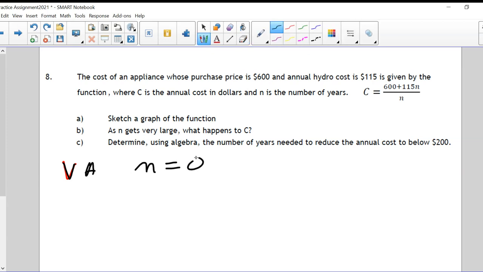All right, so n equals 0. I'm hearing that there's an HA as well. And what would that HA be? Okay, so y equals 115. I'm going to say C, just to be consistent again, is equal to 115. When you divide the lead coefficients of the top and the bottom, you absolutely get 115.